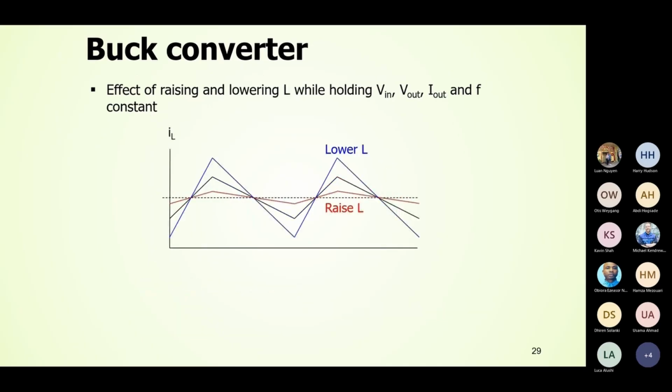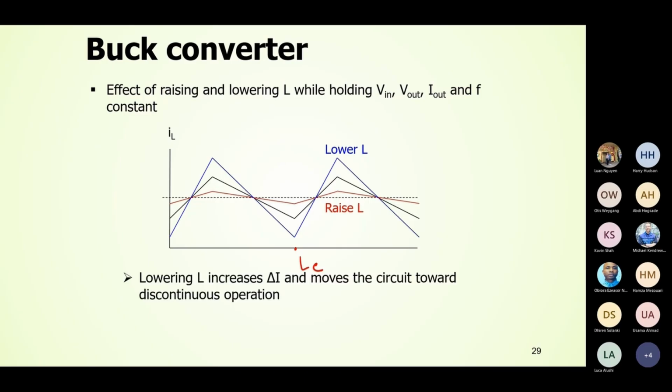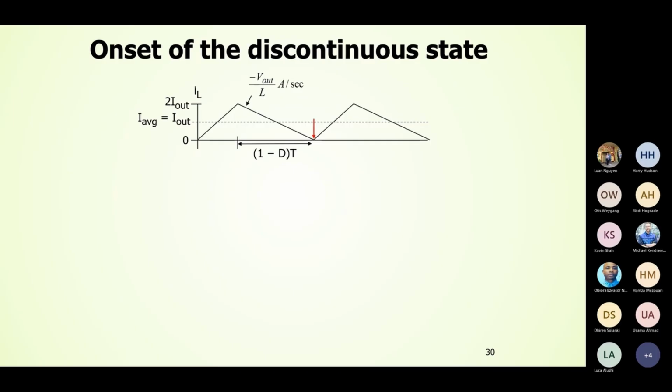So here you can see the effect on ripple if we increase or decrease the inductor value. If you increase the inductor value, you can lower the ripple, but if you decrease the inductor value, what will happen? Your ripple value will significantly increase. Now, if you keep decreasing L, there will be some value which we call LC, the critical inductance, that will push your circuit to discontinuous conduction mode. So lowering L increases delta I and moves the circuit towards discontinuous operation.